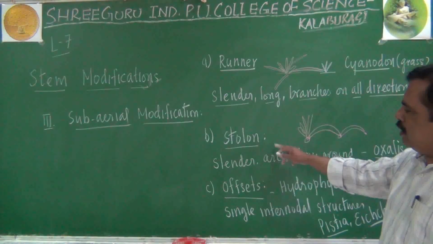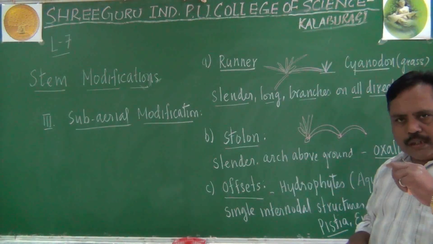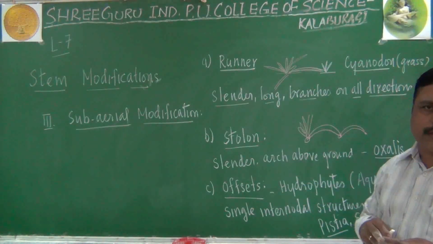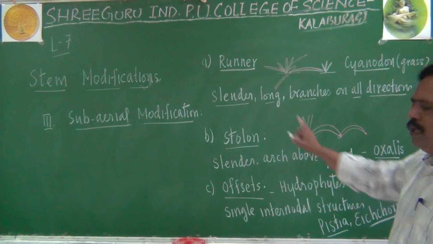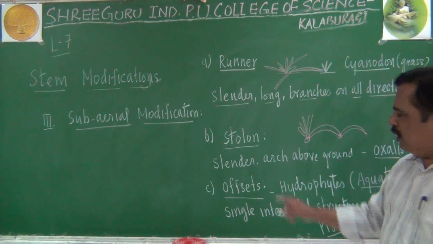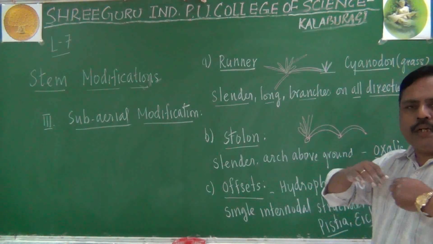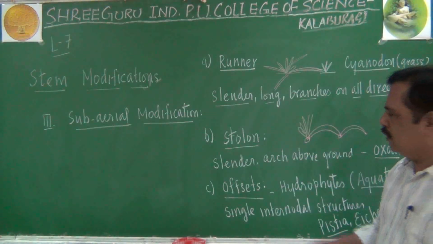While runner and stolon are found in the ground or terrestrial system, offset can be found in the aquatic system. That makes the main difference. What is the purpose of offset? In order to branch further and further.